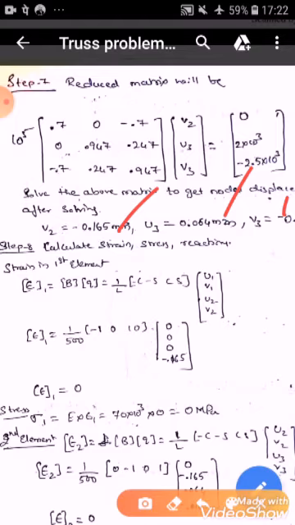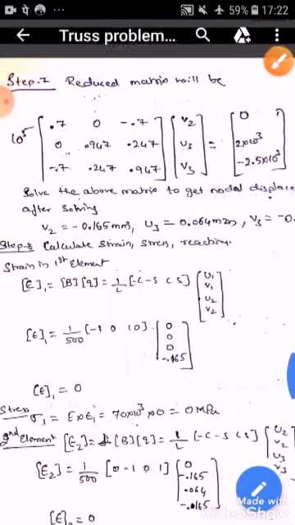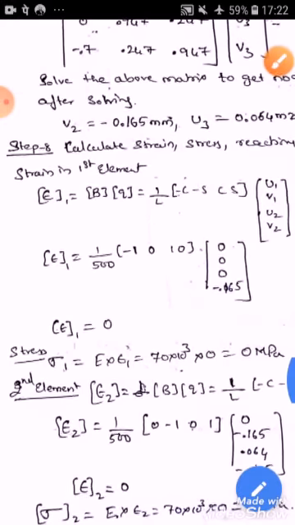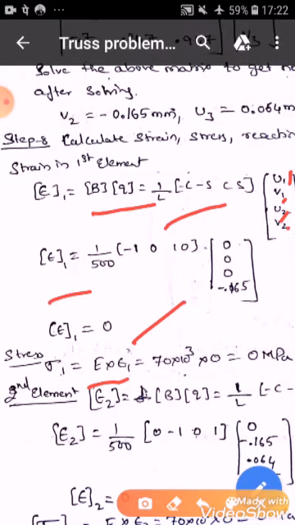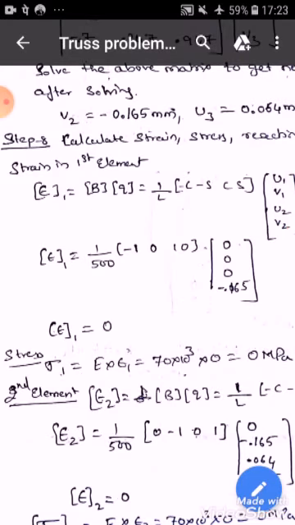After calculating this, my step 8 is determining the strain. Strain is B into Q. B is 1 by L times minus C, minus S, C, S, with u1 v1, u2 v2. Strain in the first element is 0. Then you calculate stress. Stress is equal to E into strain. 0 is the strain, so 0 MPa is the stress induced.